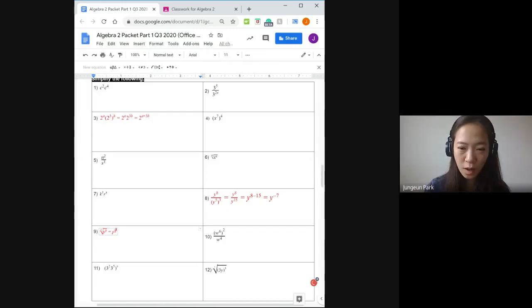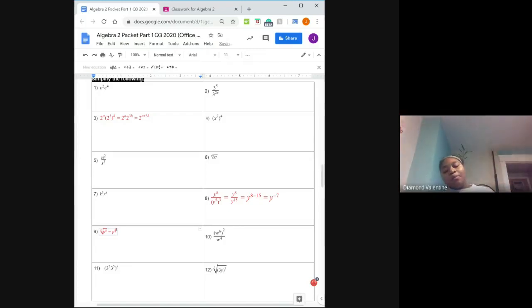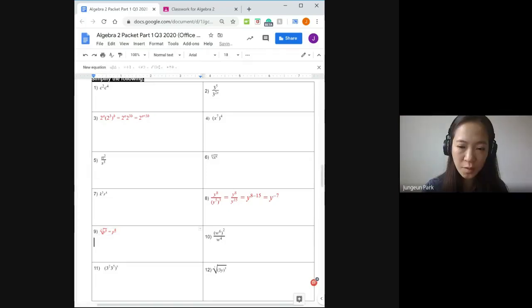8 over 5, why? Because you always put the denominator on the outside of the square root. You put the numerator next to the base, which was the exponent. So the exponent goes to the numerator, and the nth root, this one is the fifth root, goes to the denominator. Very good job.